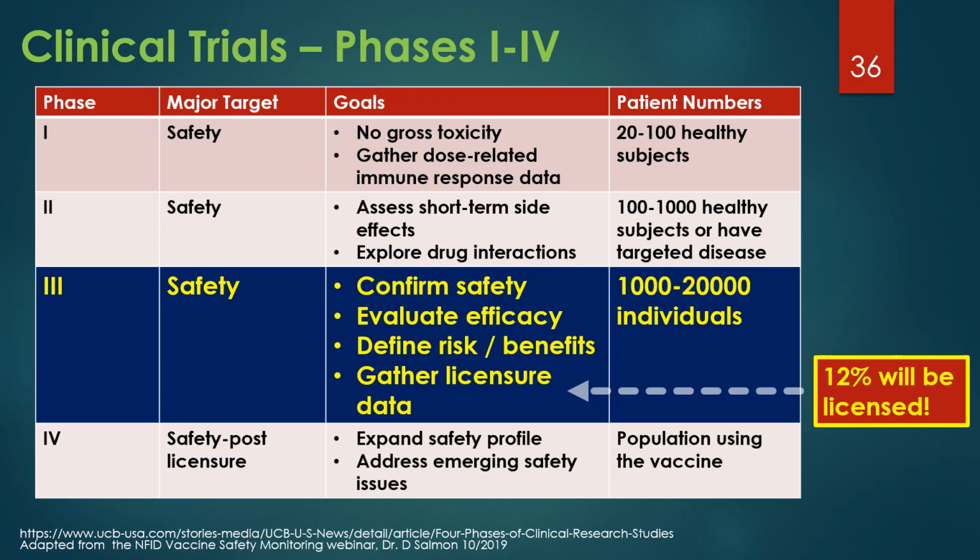Following the completion of phase 3, a drug or vaccine is approved or not approved by the U.S. Food and Drug Administration, FDA, for use by specific patients. Phase 4 may only begin if the drug is approved. 12% of medicines that are evaluated in clinical trials will be licensed.